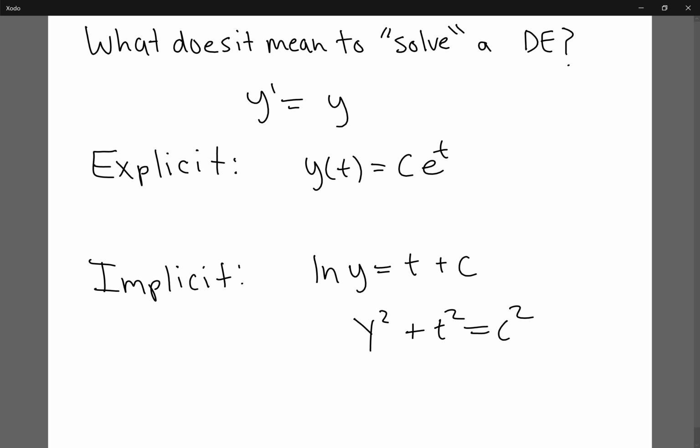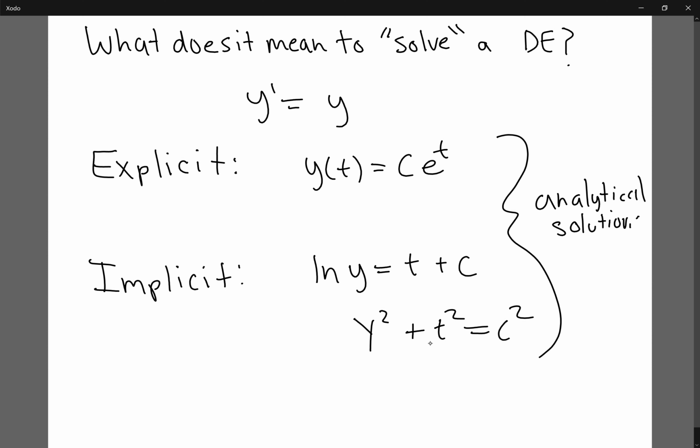Okay, so those are what you might call analytical solutions. These are nice symbolic formulas that allow us to determine the solution. There's another type of solution that sometimes you will construct when you cannot seem to find an analytical solution, and I'll show you these in the next slide. So there are two types here.